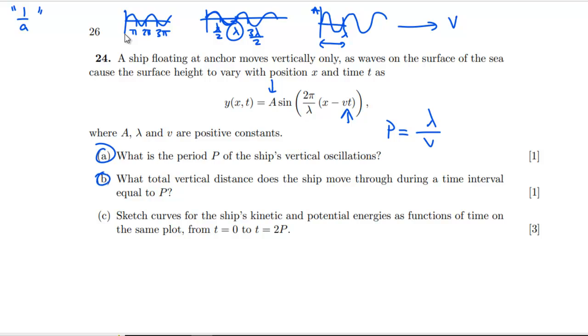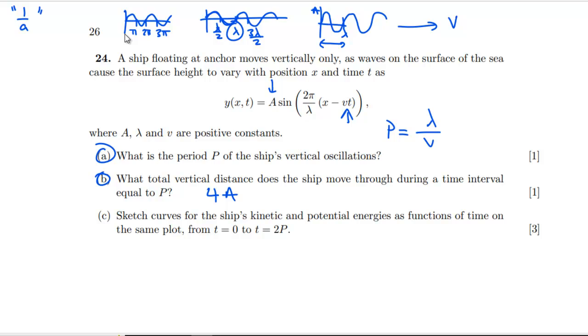So then in B, what total vertical distance has the ship moved through during a time interval of P? So it's gone up to amplitude, back to equilibrium, down to amplitude, back to equilibrium. So it's moved through 4 amplitudes. So it's moved through 4A in order to do that, because it's gone up, down, up. And each one of those is an amplitude.